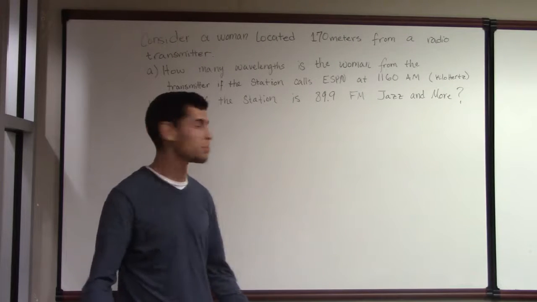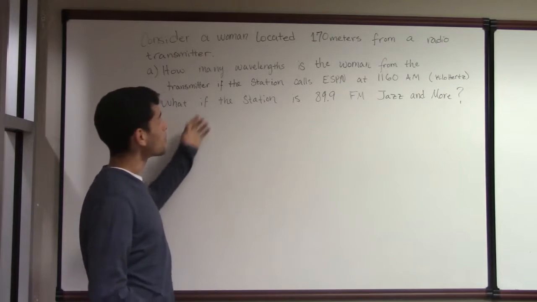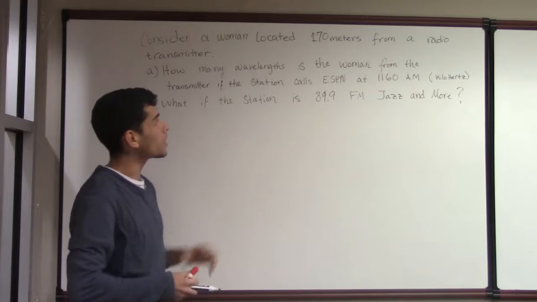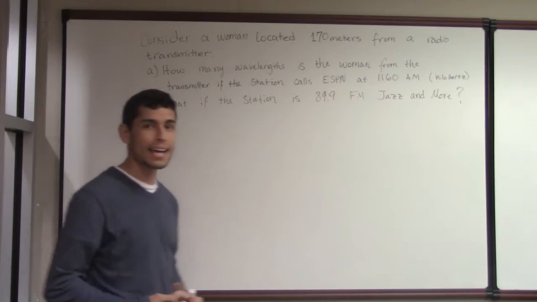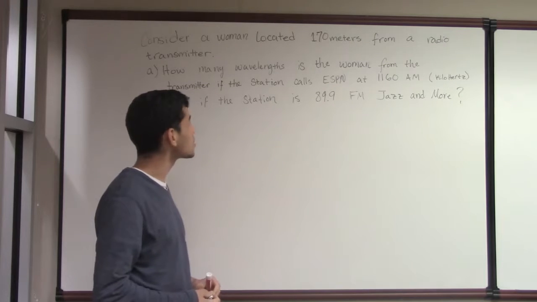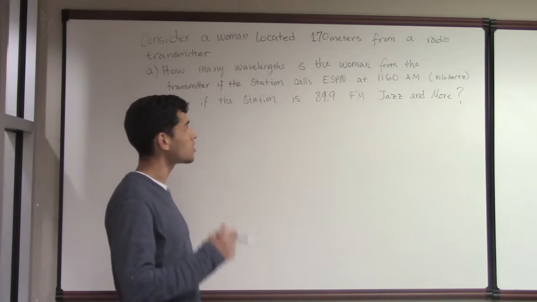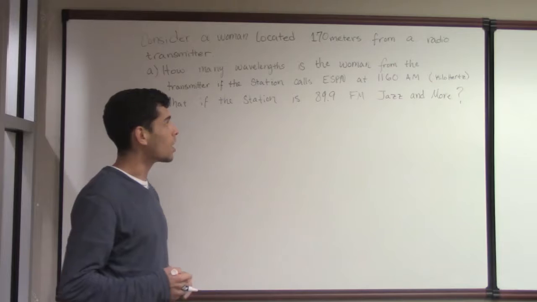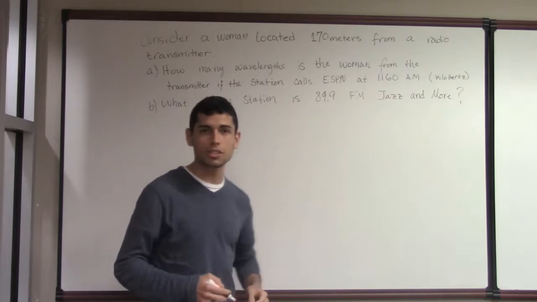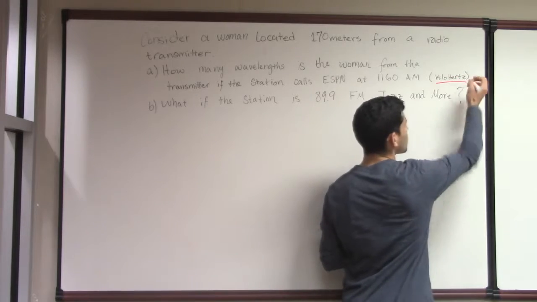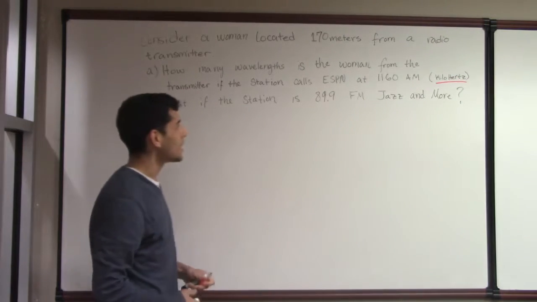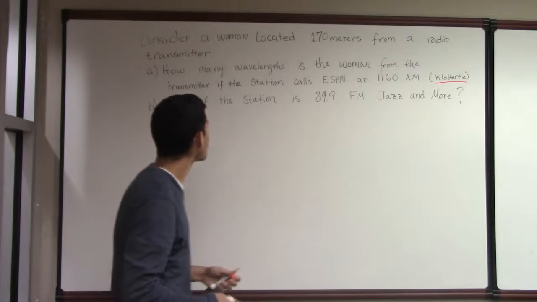We're going to be talking about electromagnetic waves here. Particularly, we're going to consider a woman located 170 meters from a radio transmitter. Part A asks how many wavelengths is the woman from the transmitter if the station calls ESPN at 1160 AM. Okay, and the question tells us that it's in kilohertz. So what are we going to do here?